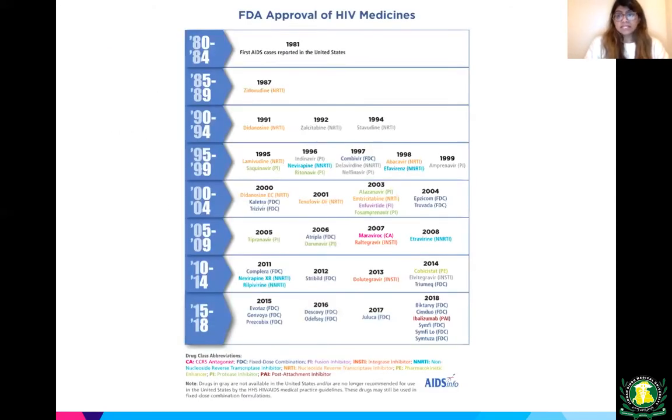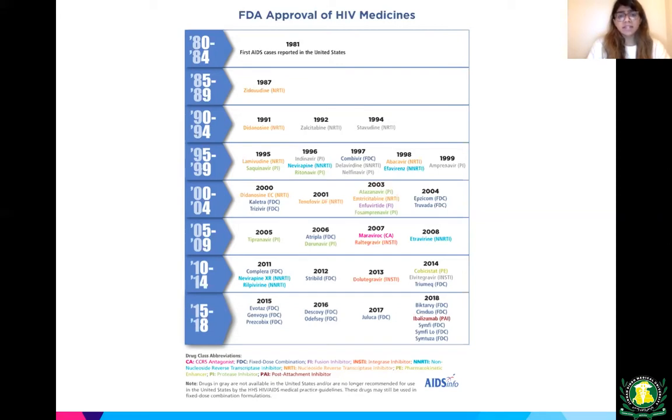So this is a nice timeline that we have in the United States of approved medications. The FDA, our Food and Drug Administration, is kind of the governing body of approving medications. So this is a timeline of those approved medications in HIV. In 1981, the first AIDS cases were reported in the United States. And then the first medication came up in 1987, zidovudine. And that was an NRTI, which I'll go over. Then in the early 90s, you have some more NRTIs that are developed, like didanosine and stavudine.